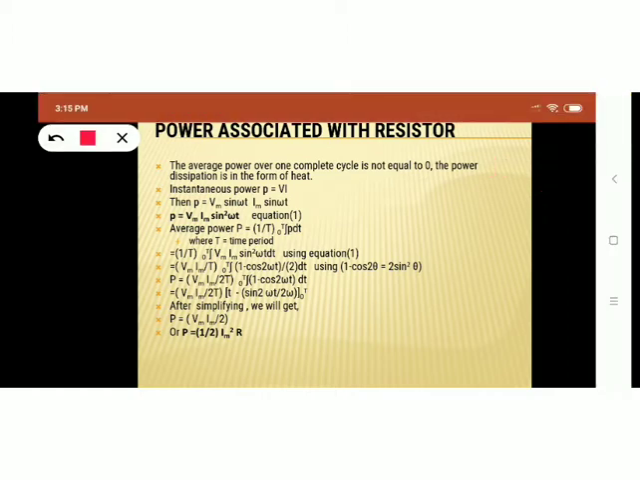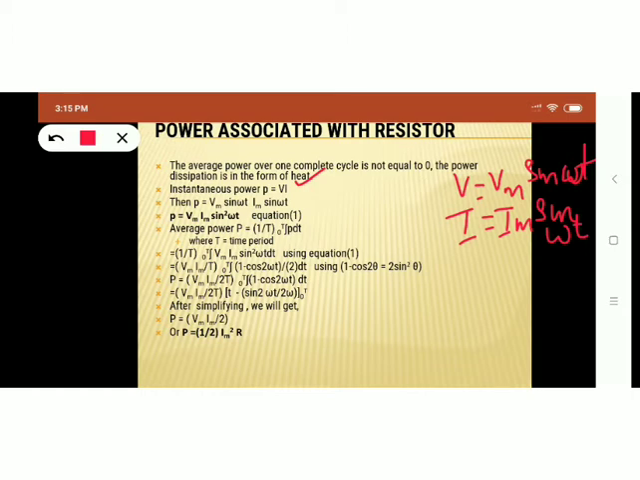Now, instantaneous power. First we can derive the expression for instantaneous power. What is instantaneous power? Instantaneous power P is equal to instantaneous voltage into instantaneous current. And what is instantaneous voltage? Instantaneous voltage is V equal to Vm sin omega t. Isn't it? And what is instantaneous current? Instantaneous current is I equal to Im sin omega t.